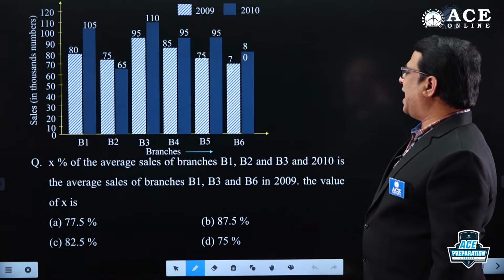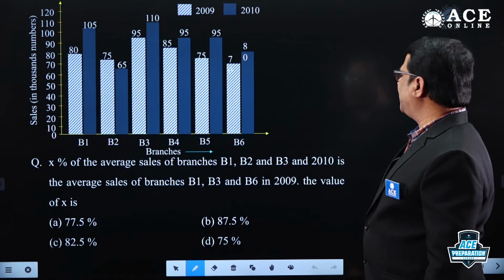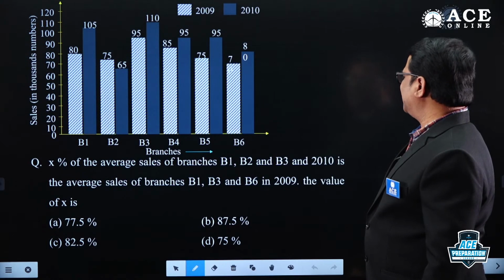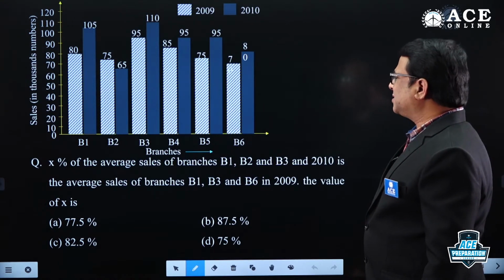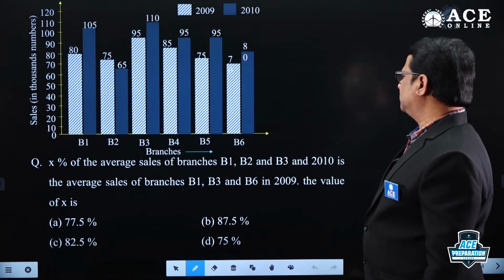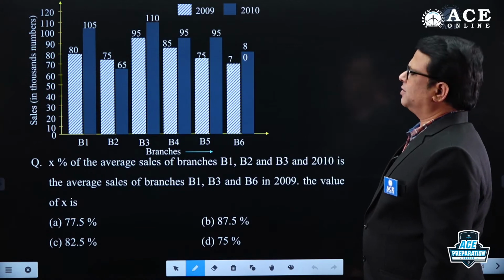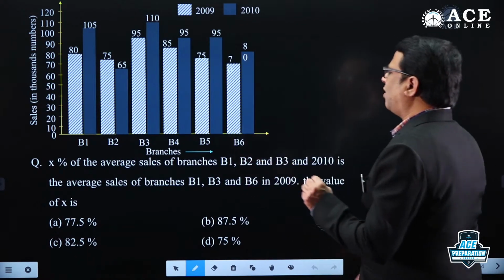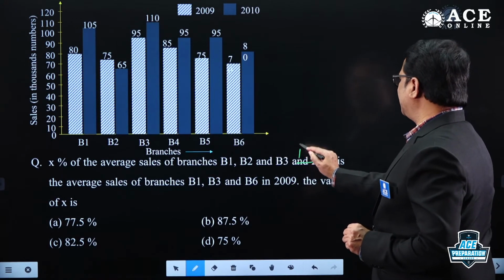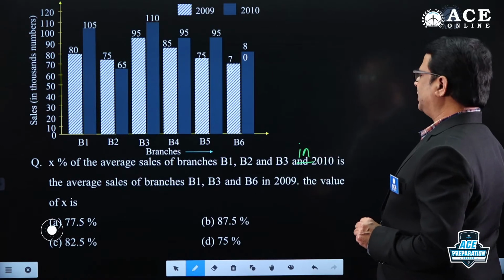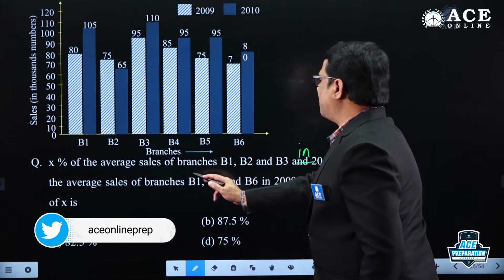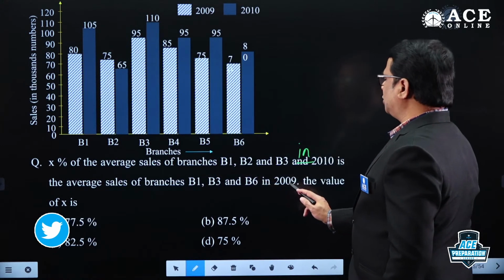X percent of the average sales of branches B1, B2 and B3 in 2010 is equal to the average sales of branches B1, B3 and B6 in 2009. The value of X is, so X percent of the average sales of branches B1, B2 and B3 in 2010 is equal to how much? It is equal to the average sales of branches B1, B3 and B6 in 2009.